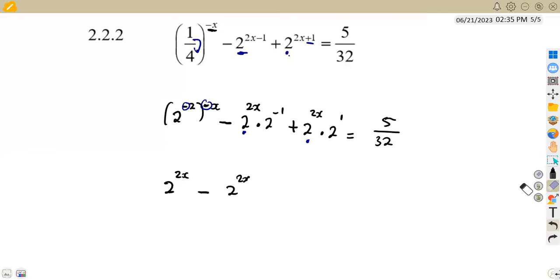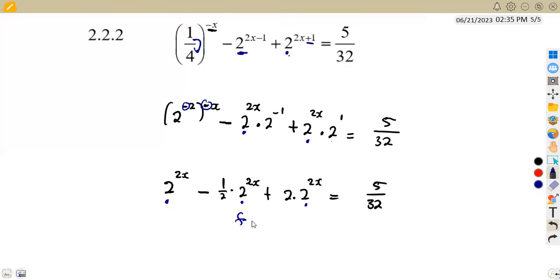You can even write this as 1 over 2, or you can just leave it like that. You can write it as 1 over 2 times 2 to the exponent of 2x. The same thing with 2 to the exponent of 1, it's a 2, so you can write it as 2 times 2 to the exponent of 2x. This is a multiplication, which is equal to 5 over 32. If you notice this, there's something about this expression that is common throughout. On the left-hand side, 2 to the exponent of 2x is common, so we can factor out 2 to the exponent of 2x. That is to factorize.